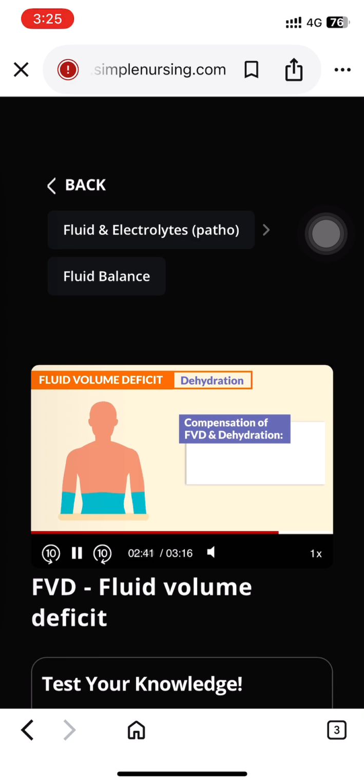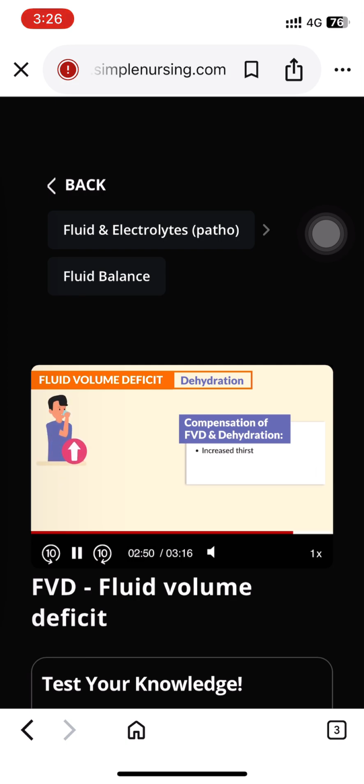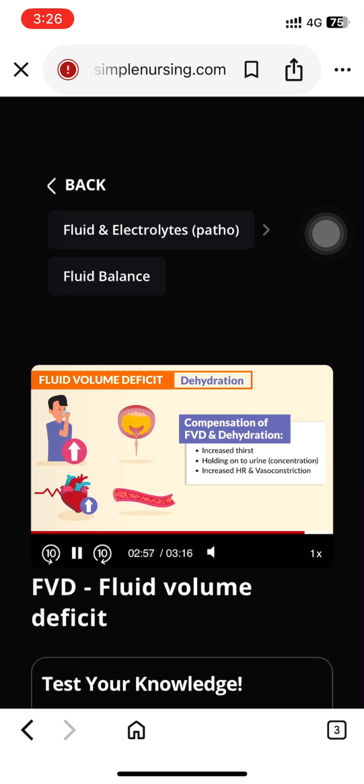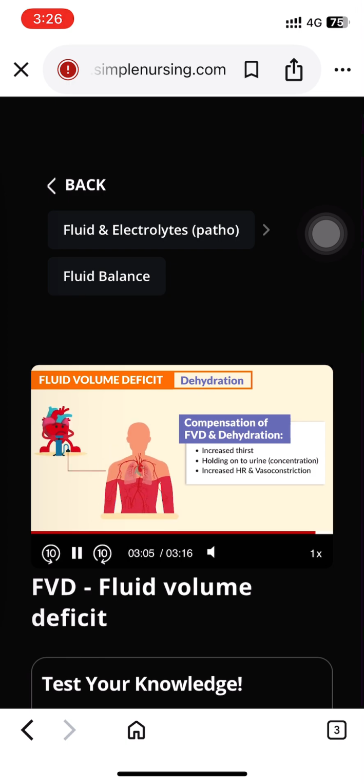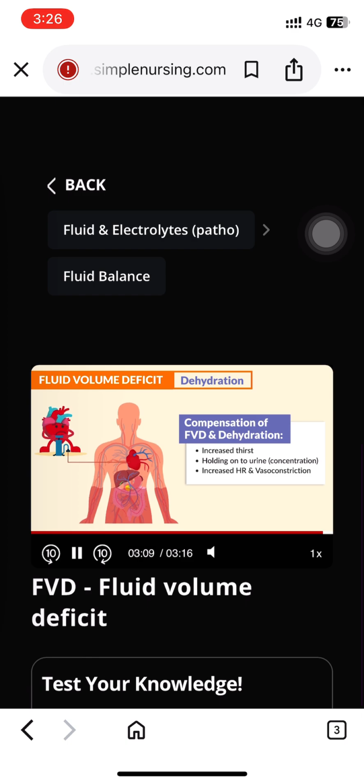Compensation of fluid volume deficit and dehydration. Now the body tries to balance itself out by sending signals to increase that fluid intake. So we'll see increased thirst, the body's going to be holding on to urine, so we're going to have concentrated urine, as well as increased heart rate and vasoconstriction. Just think about it here. The body's trying to compensate, or basically make up, for the decreased fluid volume by pumping the little blood it has at a faster pace all around the body in order to perfuse or oxygenate the tissues here. So this is why we see increased heart rate and vasoconstriction.